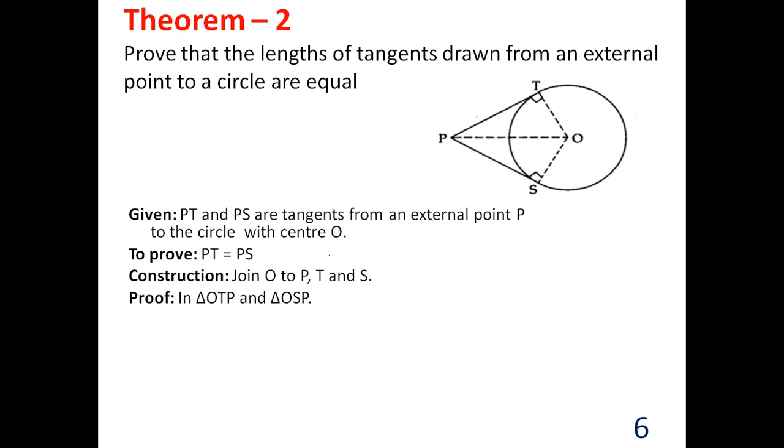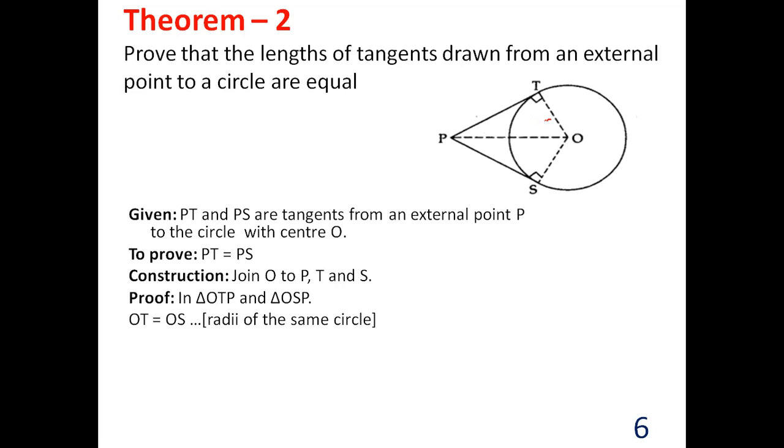Right. Now we have to give the proof. By joining the points P, T and S to O, we have two triangles here, triangle OTP and triangle OSP. In these two triangles, what are all common and what are all equal?